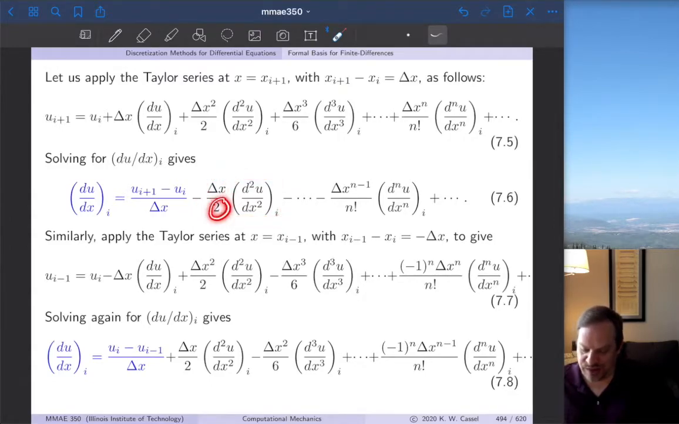Now the 1/2 and this derivative, those are just numbers. The delta x is small. And you'll notice that each of the subsequent terms has a higher power of delta x. So if delta x is small, then delta x squared is even smaller, delta x cubed is even smaller. So the largest term, the first one being truncated, is this one. And it's of order delta x. Likewise, this one is of order delta x.